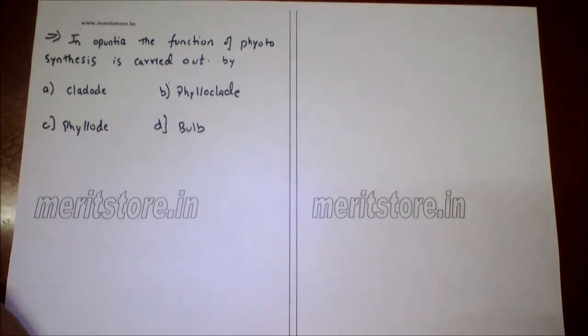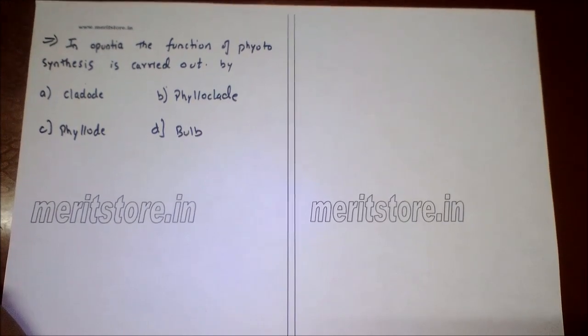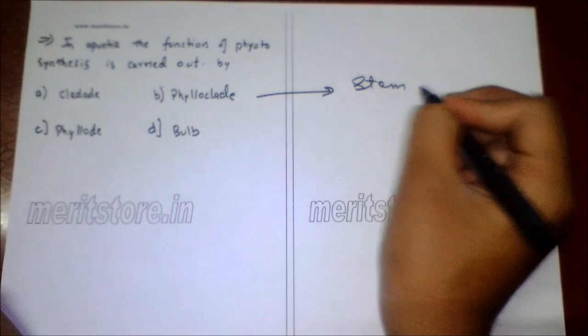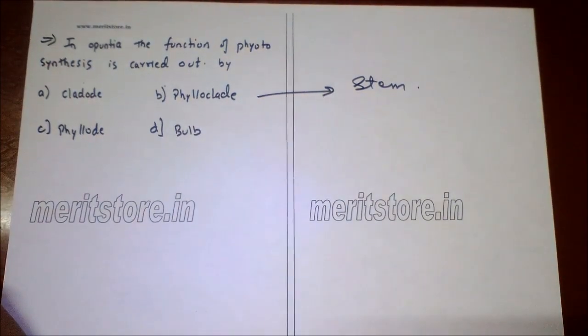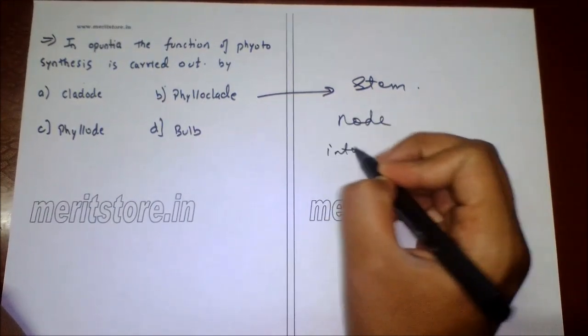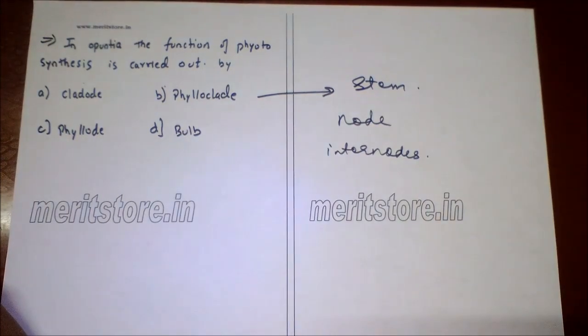In Opuntia, the function of photosynthesis is carried out by: Phylloclades are modification of stem. These are green fleshy leaf-like structures having nodes and internodes. Stem performs the function of photosynthesis.